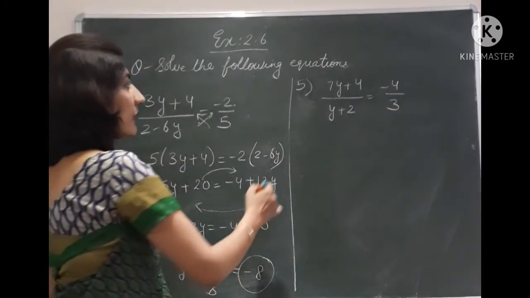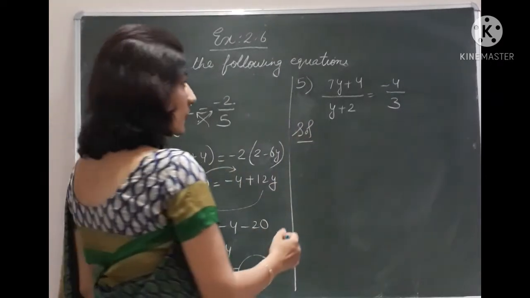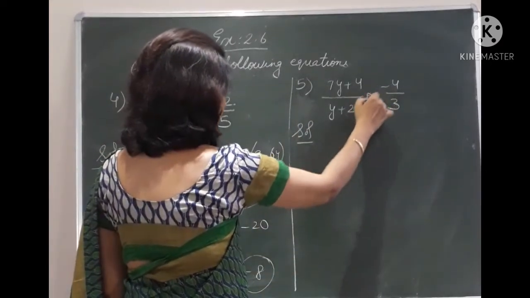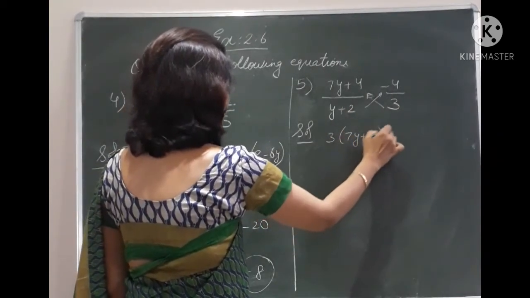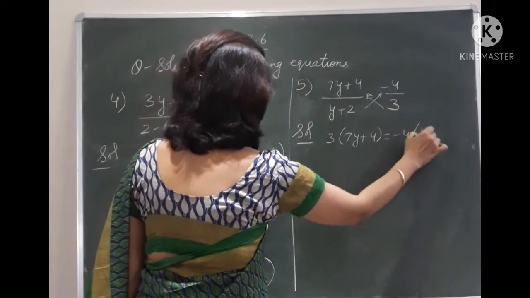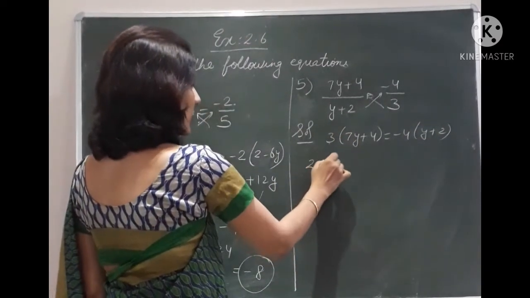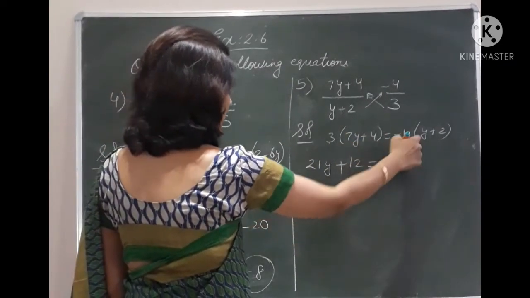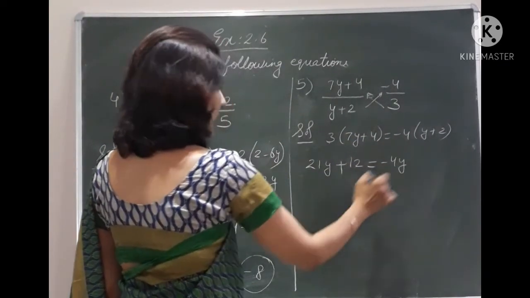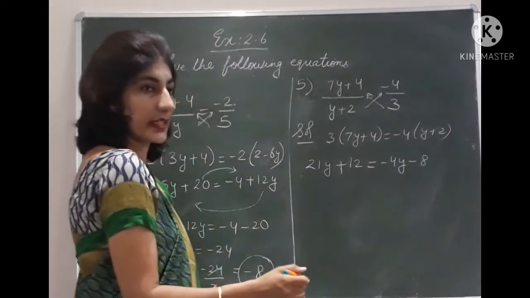Fifth part is 7y plus 4 upon y plus 2 is equal to minus 4 upon 3. Again cross multiply. 3 into 7y plus 4 is equal to minus 4 into y plus 2. 3 into 7y is 21y, plus 3 into 4 is 12, equal to minus 4 into y is minus 4y and minus 4 into 2 is minus 8.